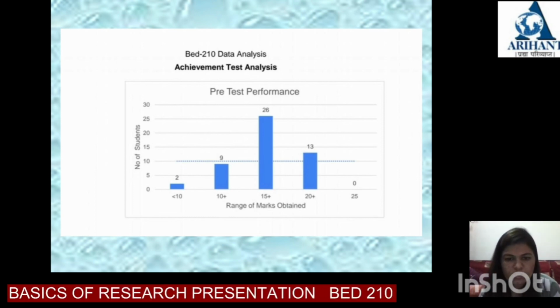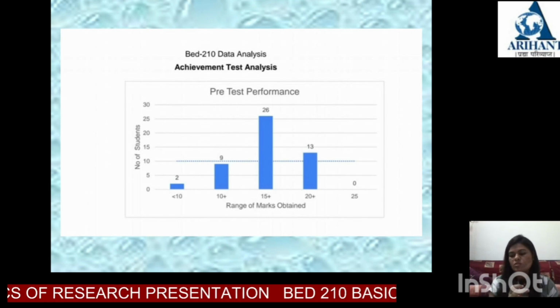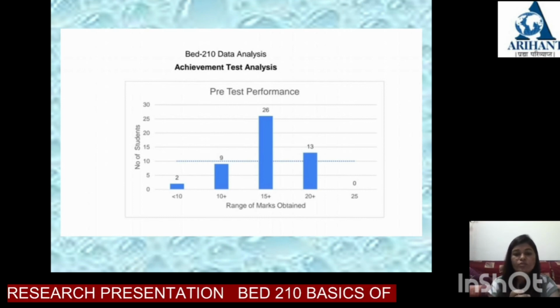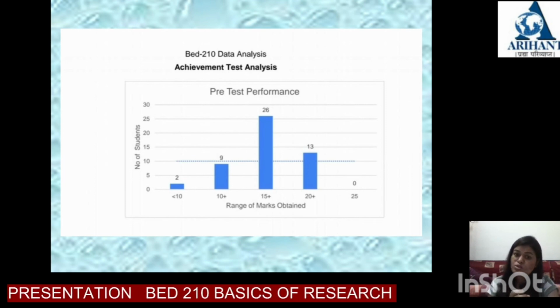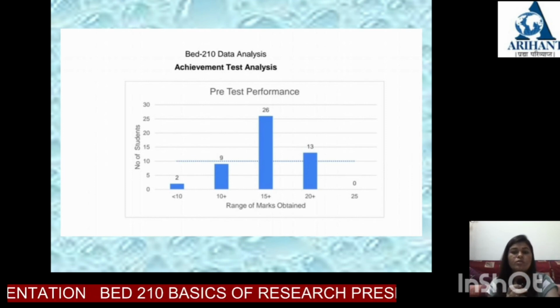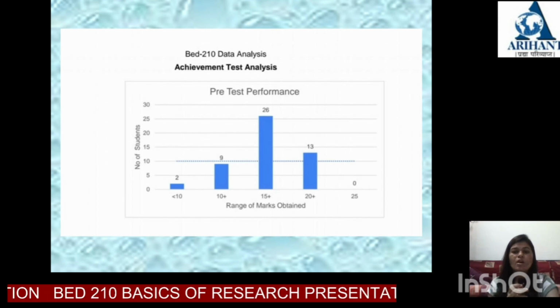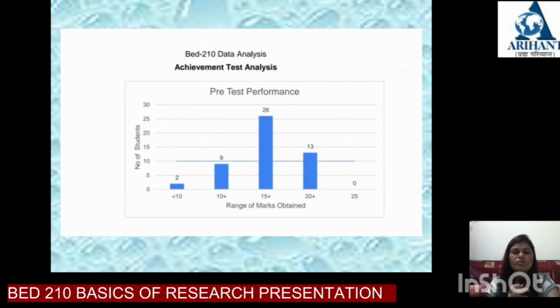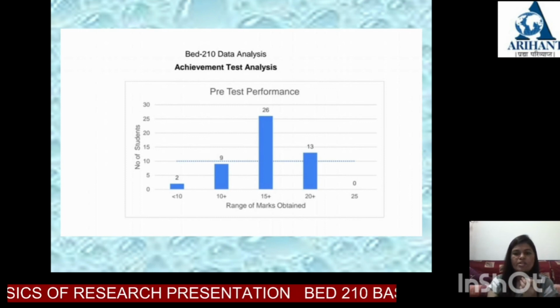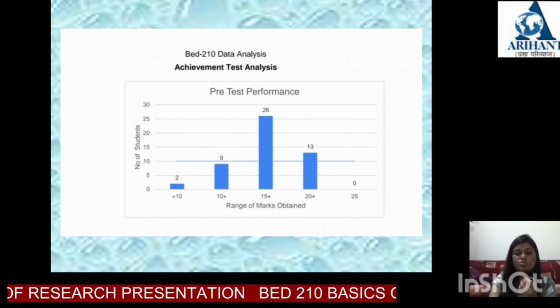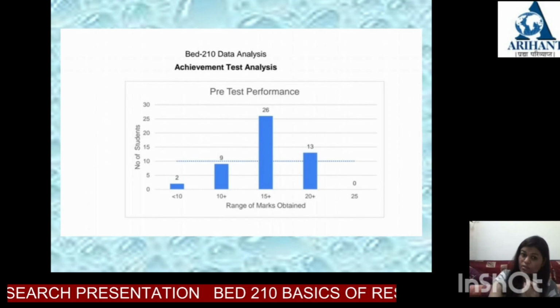There are 9 students out of the 50 who got 20 plus marks in the pre-test. In 15 plus, there are 26 students who got 15 plus marks in the pre-test, and there are only 13 students who got marks over 20, and for 25 there are no students who actually got 25 marks in the pre-test.